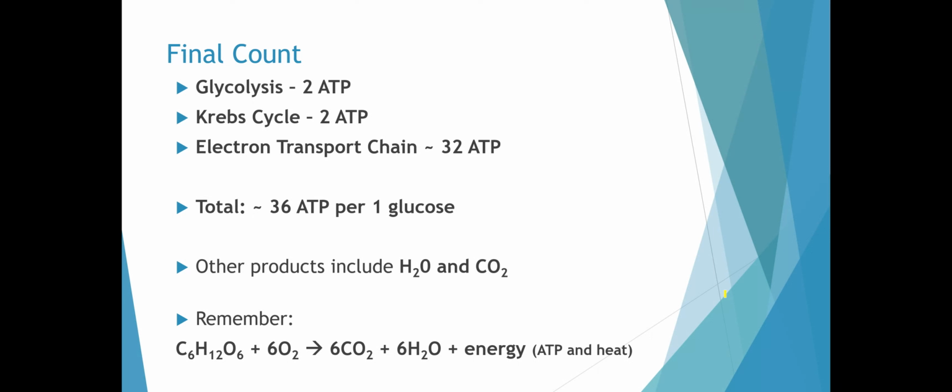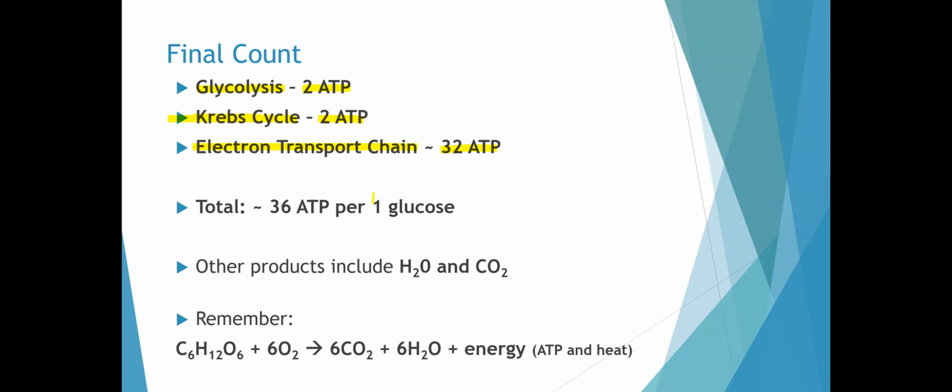All right, so here's our final count, our kind of summary. We had 3 main processes. We had glycolysis that happened in the cytoplasm. It gave us 2 ATP. We had the Krebs cycle that happened in the mitochondrial matrix. It also produced 2 ATP. And then we had the electron transport chain, which is in that mitochondrial membrane on the inside, those cristae folds. And here we got about 32 ATP.